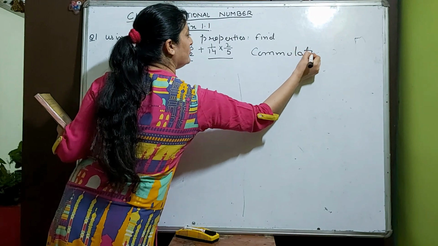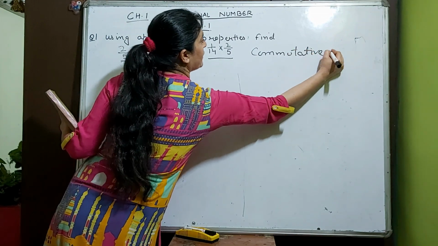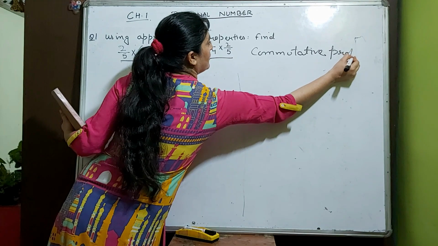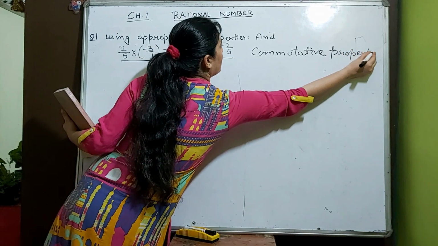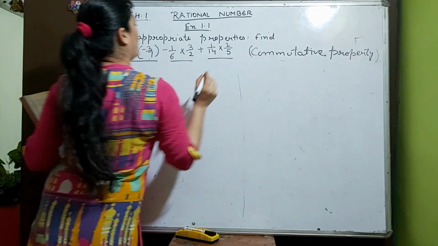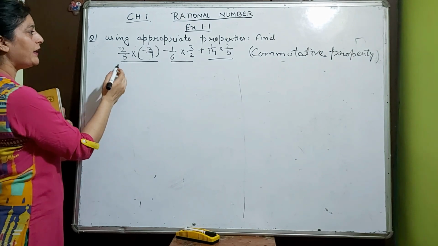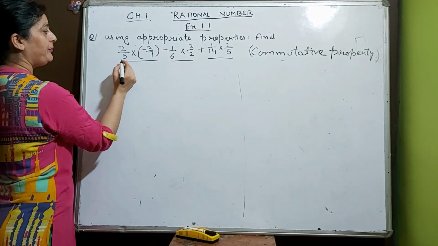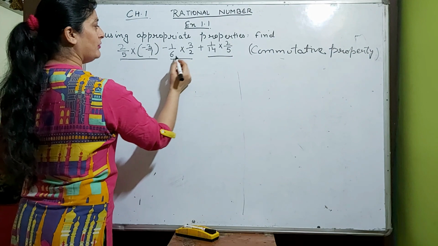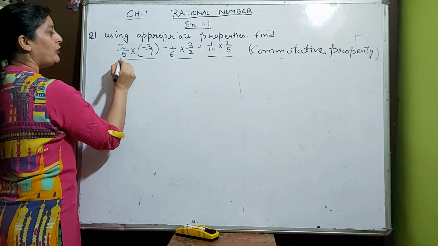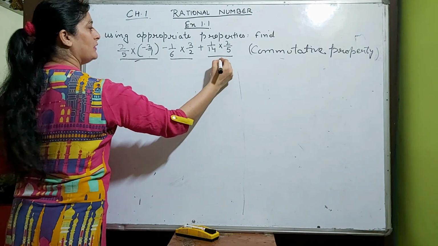So this is commutative property. Now we have to solve this. Look at here. Here is 2 by 5, 2 by 5, 2 by 5. In this there is no 2 by 5. So we are going to take this and this.